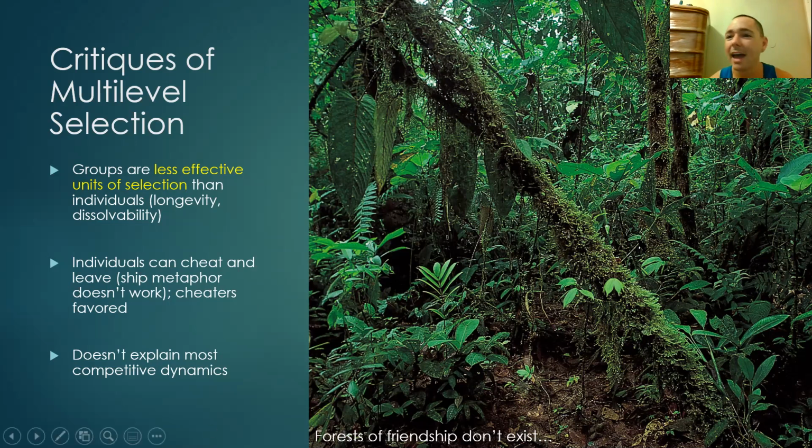Cheaters are favored. And for most organisms that don't live together in highly integrated social groups, that are not well-integrated ships, that are not finite, that don't have direct competitive environments with other ships, and where the performance of that social group is not a major indicator of an individual's fitness, if those features aren't met, group selection is usually unimportant.